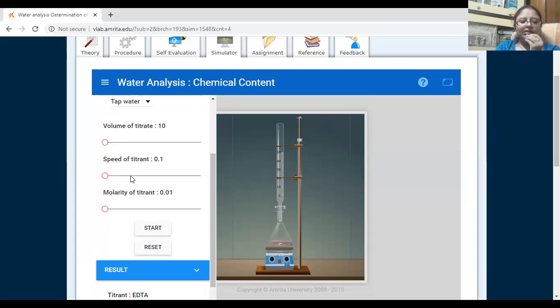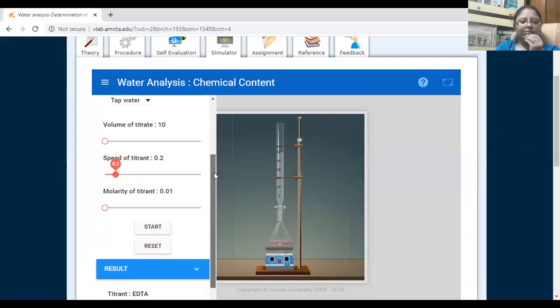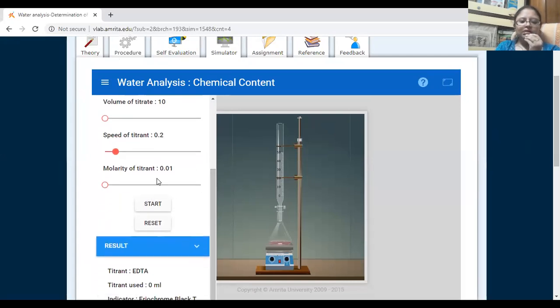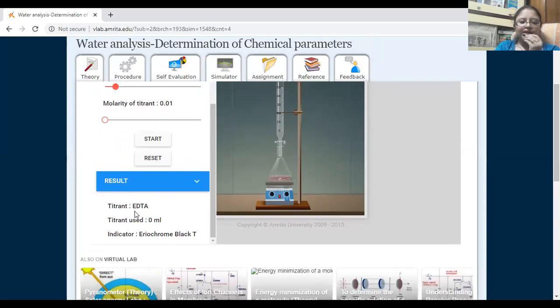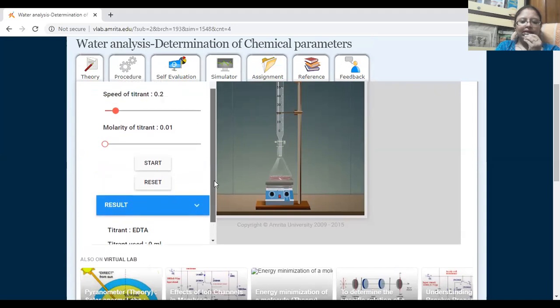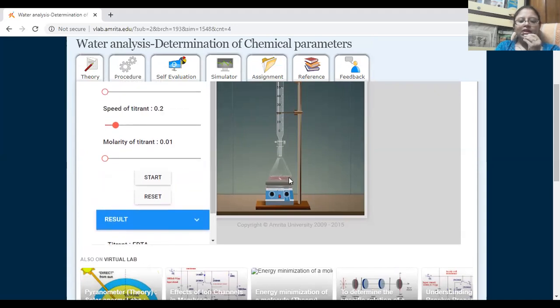Speed of the titrate I am changing a little bit. Say I am setting it to 0.2 ml. Molarity of the titrant you have taken is 0.01 molar. So basically you are using the titrant as EDTA. Titrant is that substance which you are taking in the burette. So it is EDTA. Titrant used till now is 0 ml, and your indicator is Eriochrome Black T. So you are getting wine red color over here.